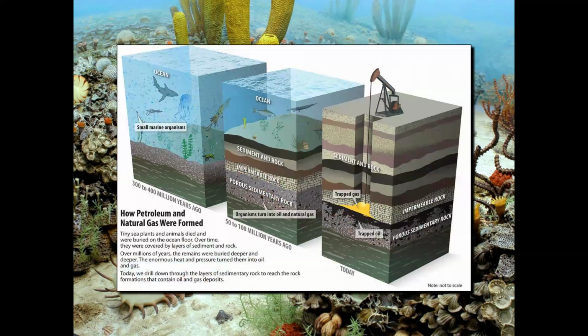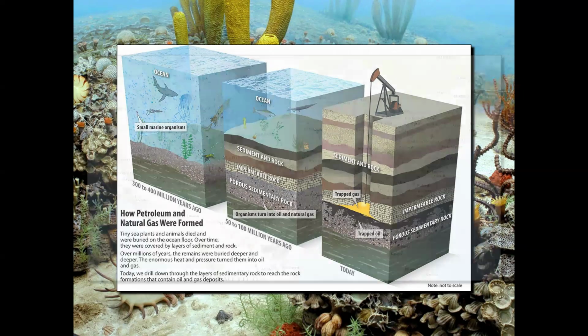So, this is a diagram showing how petroleum and natural gas, which we're going to talk about in a minute, all of that formed. Tiny sea plants and animals dying, being buried, and being squeezed into porous sedimentary rock and eventually filling the pores in that sedimentary rock to become oil. And so that's what we drill down to today, where these rocks are exposed or where they're buried to get the oil out of them.